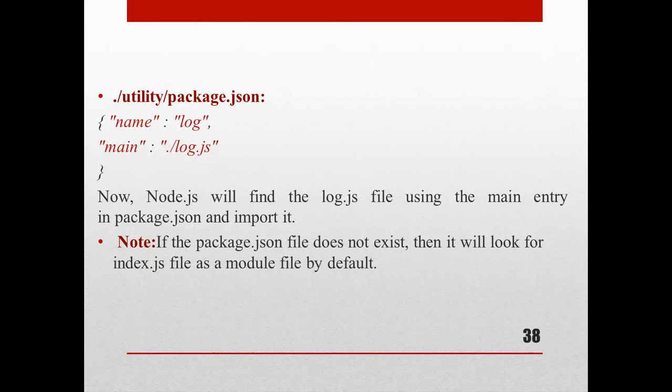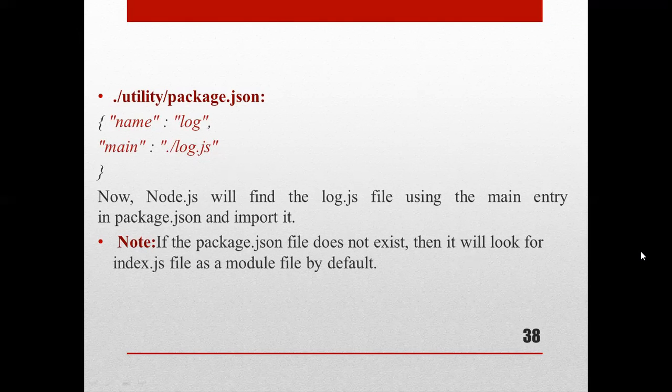Then it will look for that package.json. What the package.json includes is the name, that is log, and then main, that is log.js. This is what the package.json includes regarding this file. Now Node.js will find the log.js file using the main entry in the package.json, and it will import it. If the package.json file does not exist in this folder, then it will look for the index.js file as a module by default. That means it will directly look for this file.